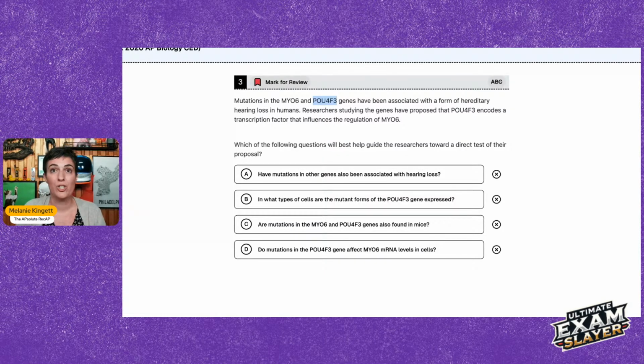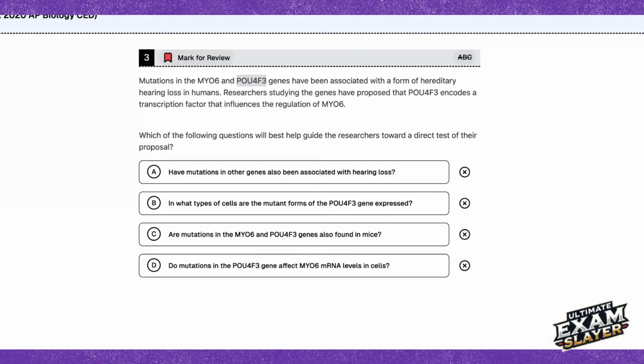Which of the following questions will help best guide the researchers toward a direct test of their proposal? This is an experimental design question. These can be a little challenging when we are bringing all of these things forward. So I'm going to give you guys just a second. And I'm going to make it bigger so we can have some answers in the chat.